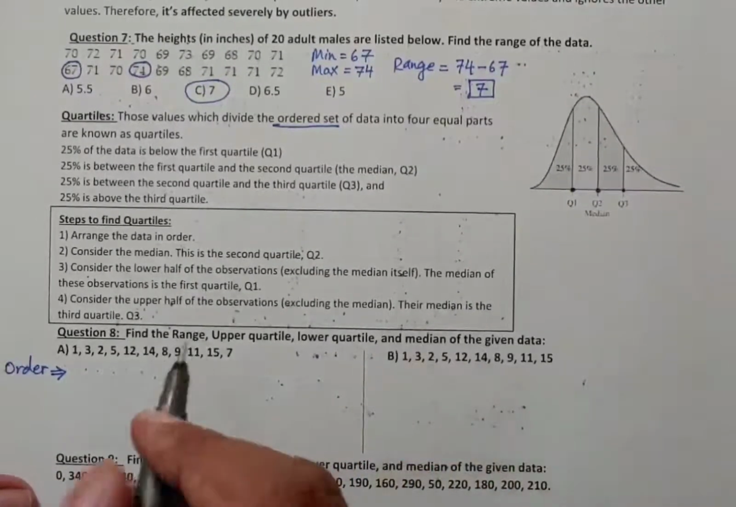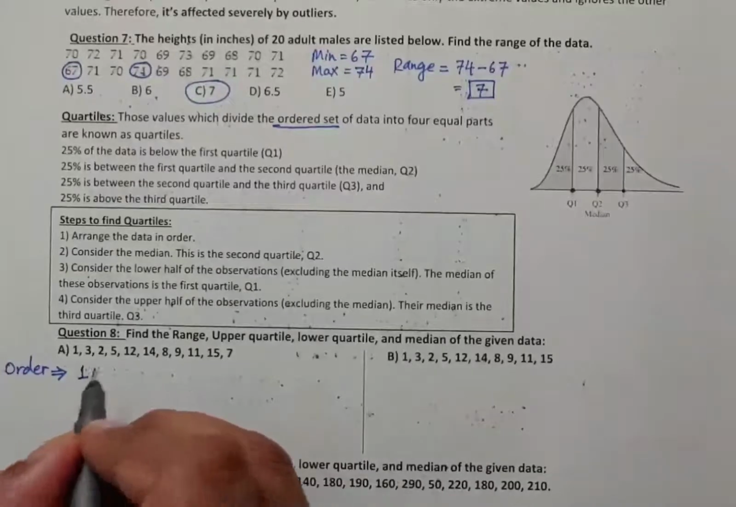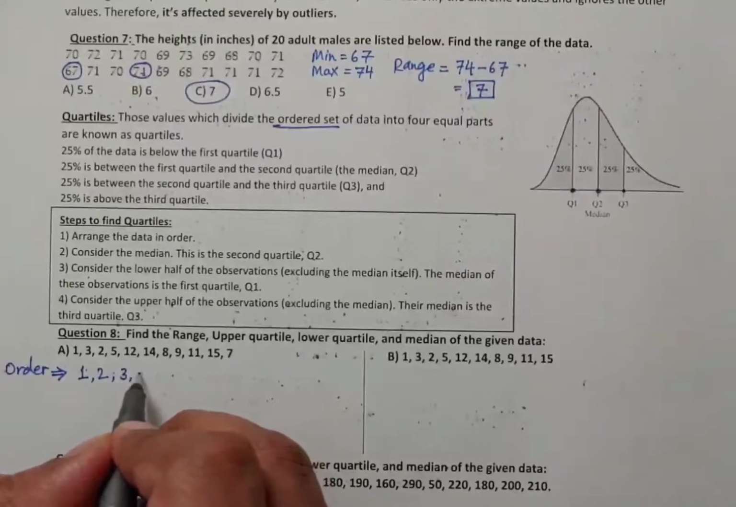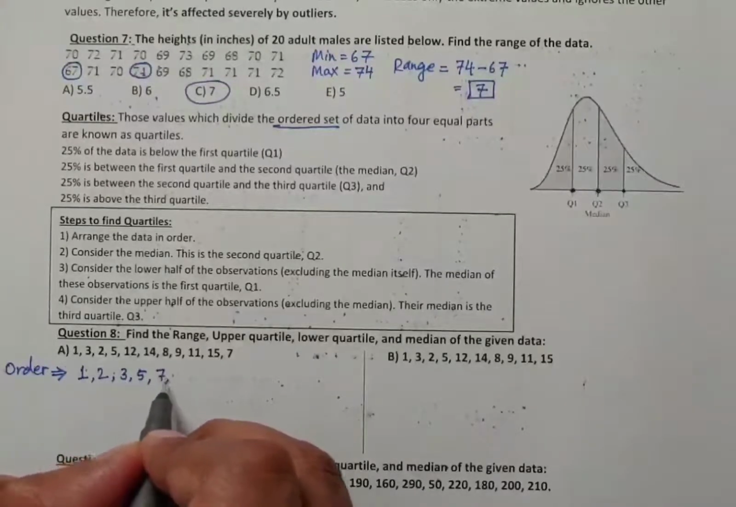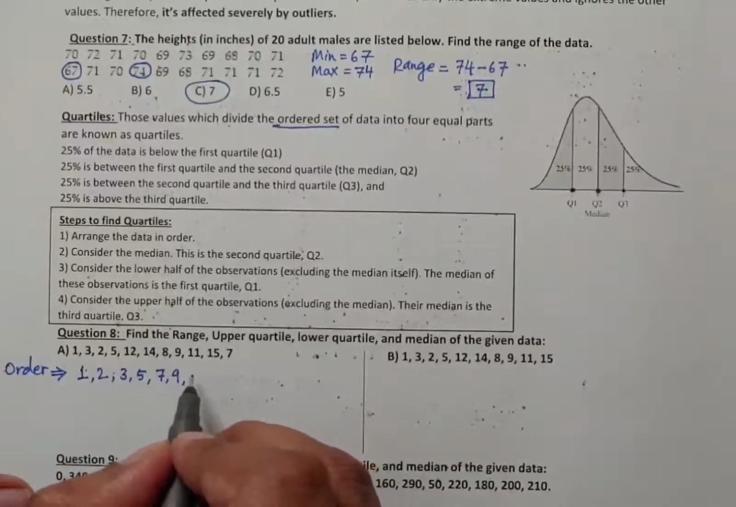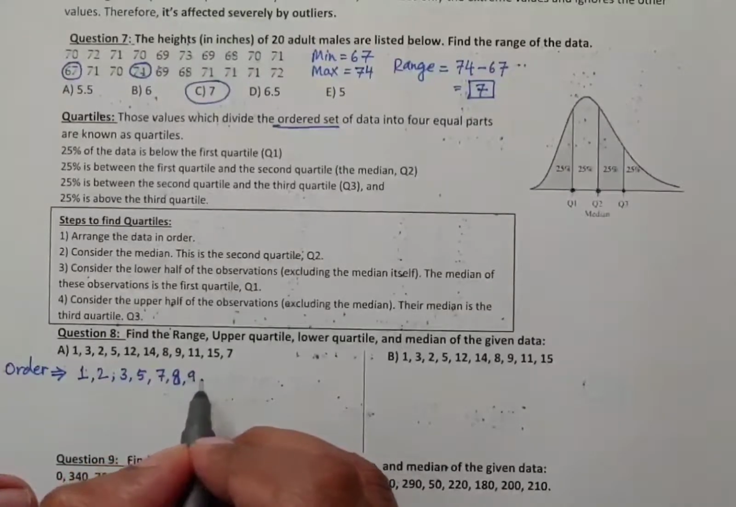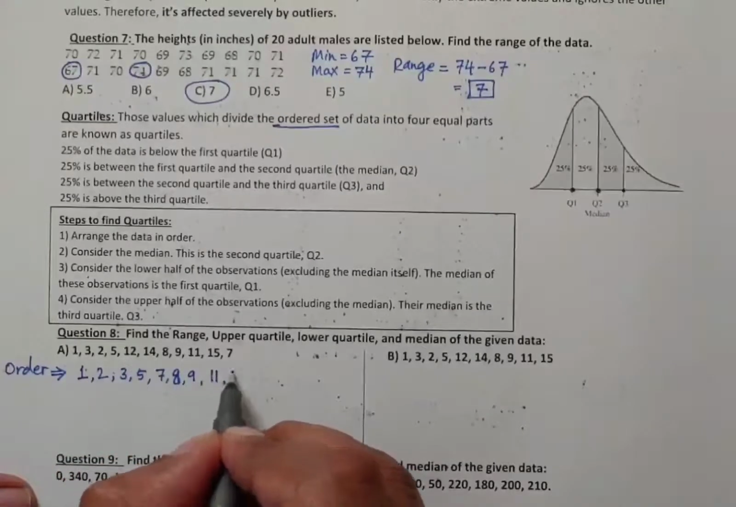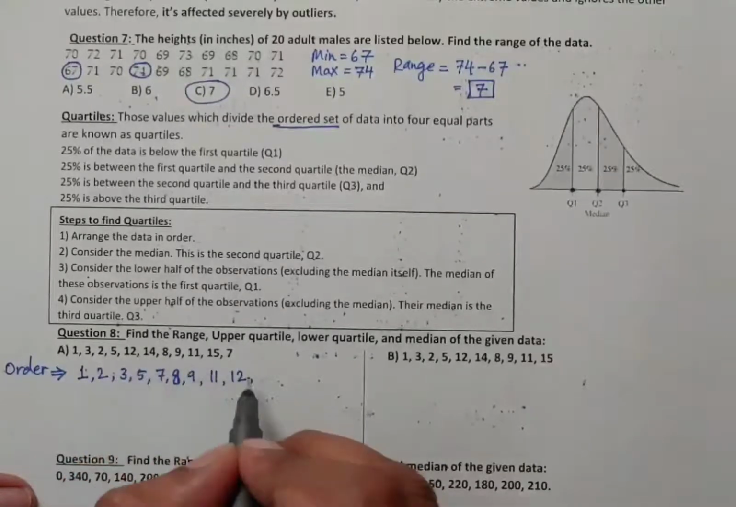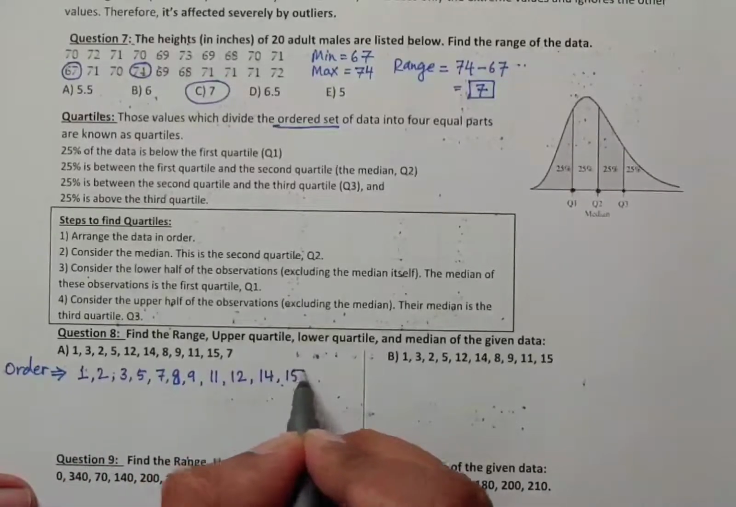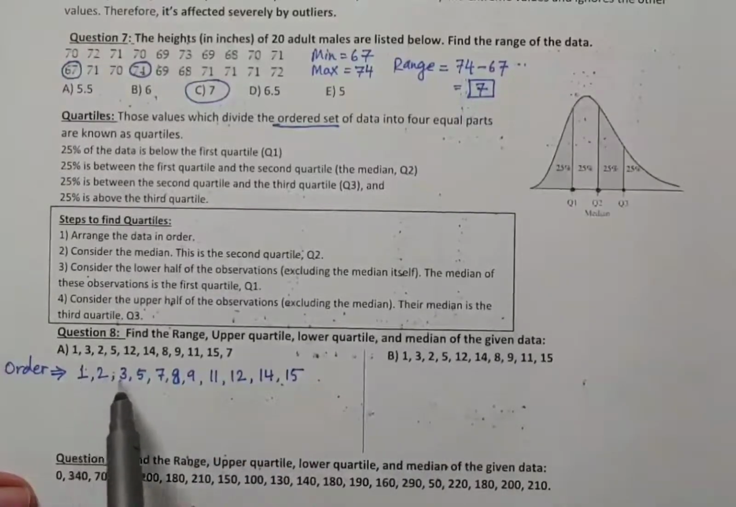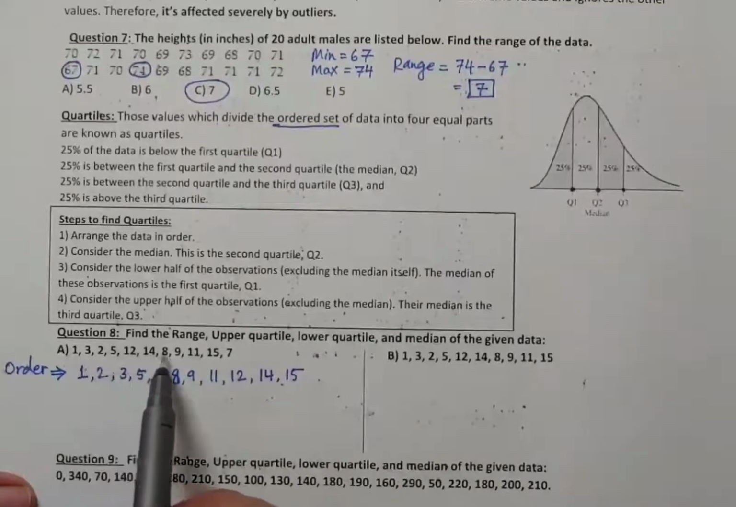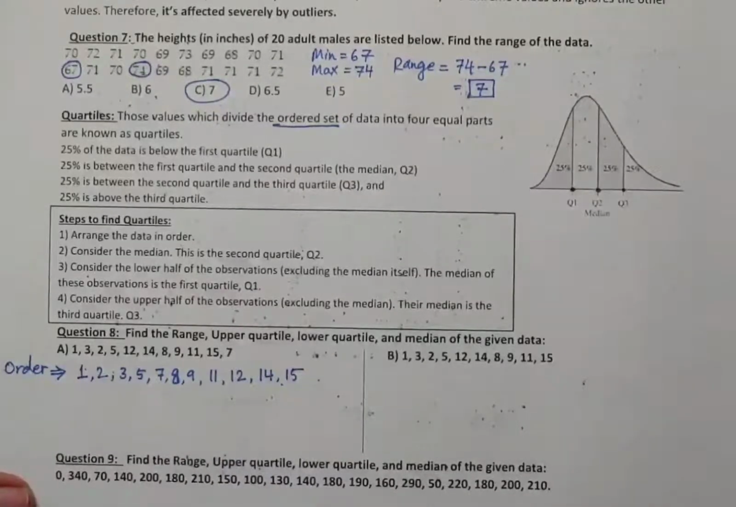So 1, 2, 3, 5, 7, 8, 9, 11, 12, 14, 15. Right? So we have 1, 2, 3, 4, 5, 6, 7, 8, 9, 10, 11 numbers. So we put this in order.